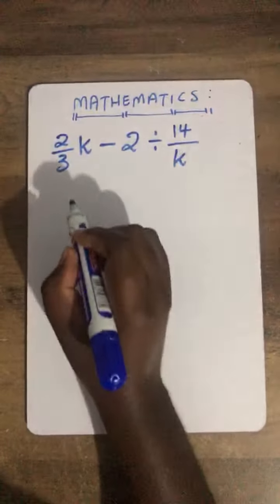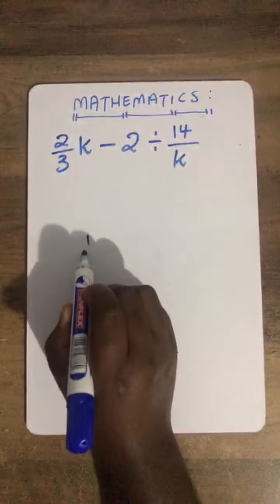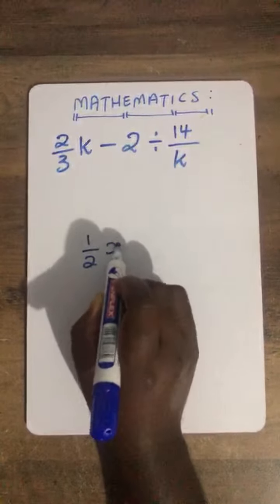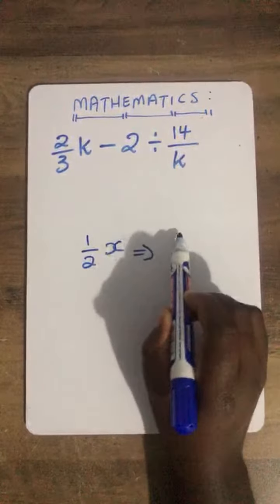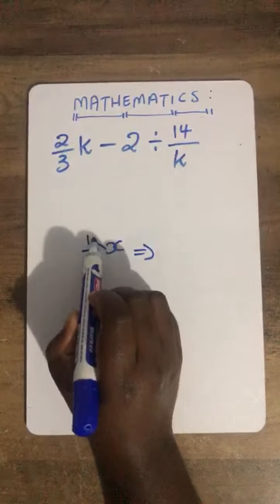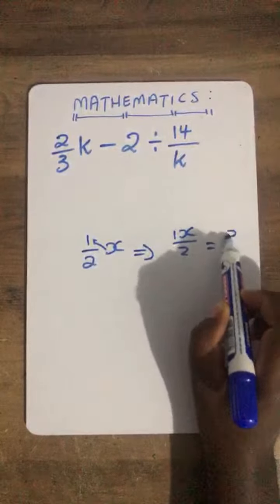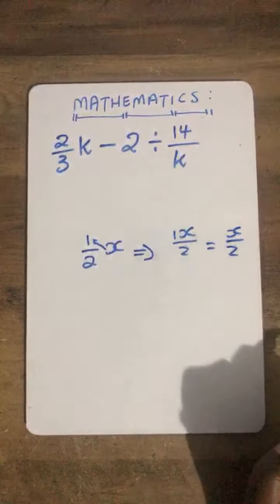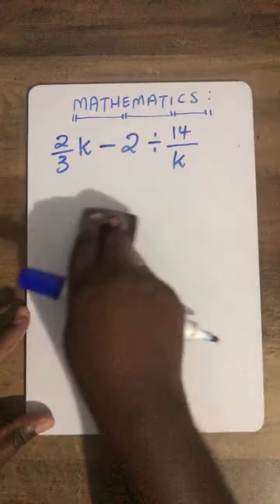If something is written like that, this thing is the same as this. It's like 1x over 2, meaning it is the same as x over 2. Very, very much important.